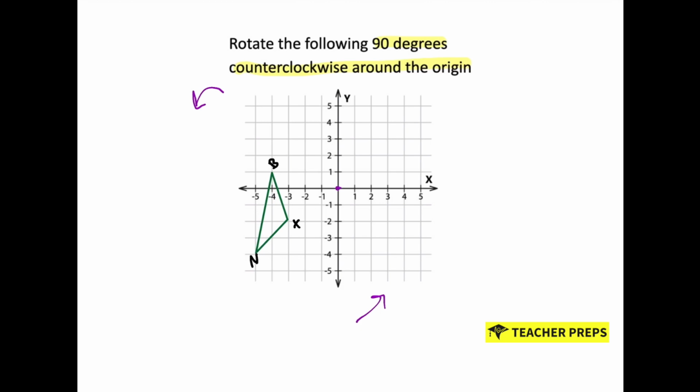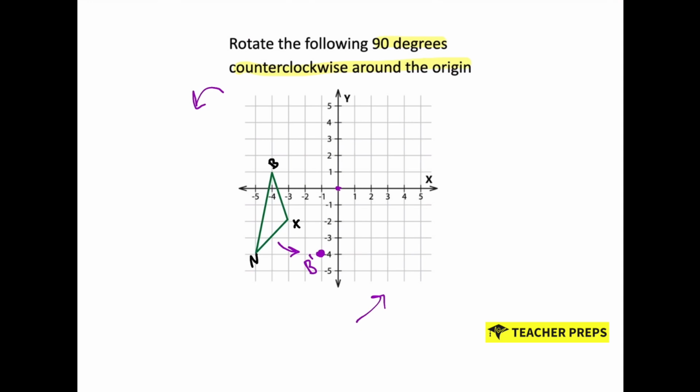Let's start with point B. Point B from the origin along the x-axis is 1, 2, 3, 4 units to the left. Then it's 1 unit up. We're going to follow that same pattern as we find B prime. So to rotate, instead of moving on the x-axis, we're going to go 4 units down on the y-axis. So we're going to go 4 units down and 1 unit left. This new point is B prime.